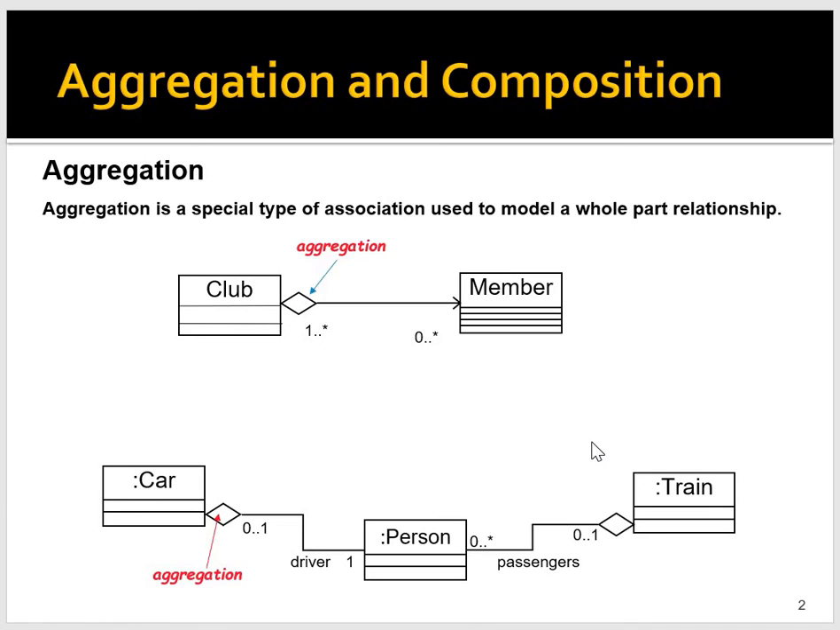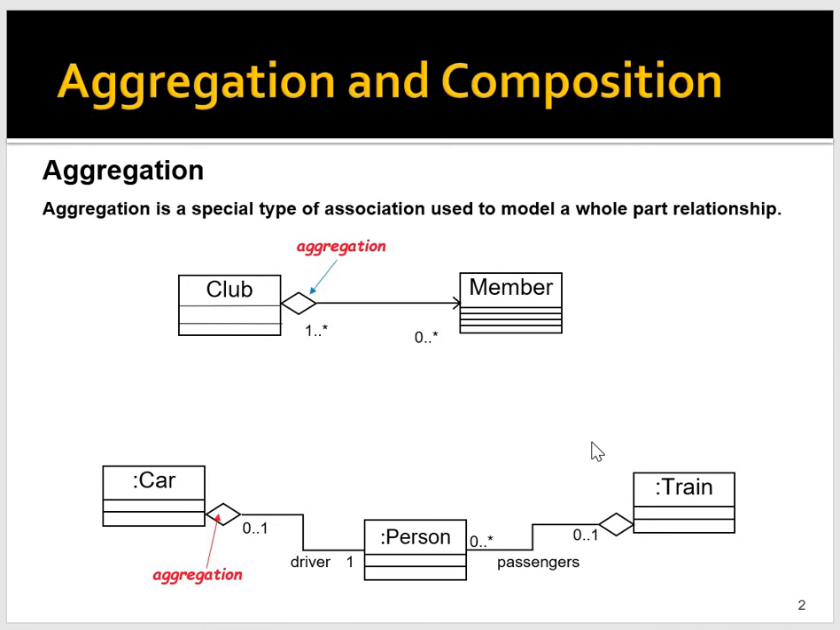Now we can see the association is also given with some numbers. In the first example, the club and the member, in the member we have given 0 to asterisk, and towards the club it is 1 to asterisk. 1 to asterisk means 1 to many. 0 to asterisk means 0 to many. It means that there may be 1 to many clubs, and the members can be 0 to many members.